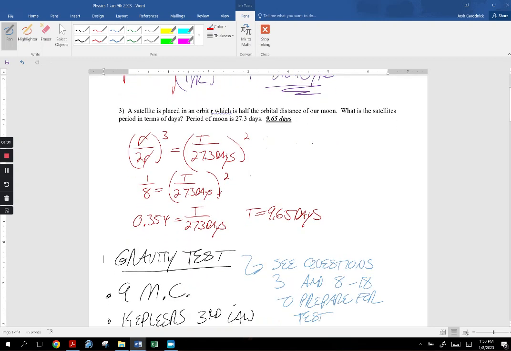We don't know anything about the satellite. So the satellite is in the numerator. It has a distance r. The moon is twice as far away, so I called it 2r. The r and the r divide out. I basically cubed 1/2 and got 1/8, and then square root both sides. And once that's done, multiply the 27.3 days times this decimal, and you get 9.65 days. Simple as that. It's a very substitute and solve kind of expression.